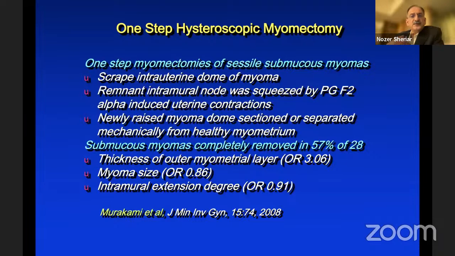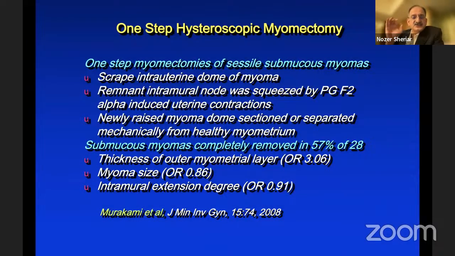So what do you do here? If it is sessile, make an incision on the intrauterine dome. They recommend PGF2. I don't believe in it. I don't use it. I don't even use misoprostol. Instead, when you remove your scope, you massage your uterus, or you can do what is called a hydro massage, where you just inflate and deflate the cavity.